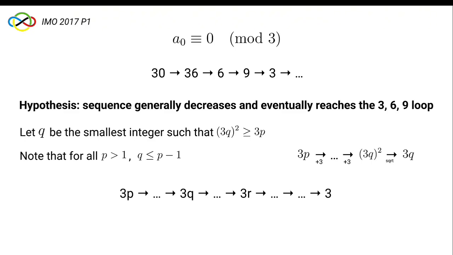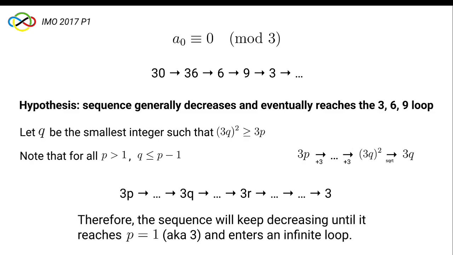So following this logic, we can go from 3p to 3q, which decreases, and then we can treat 3q as a new 3p. So it goes on another journey, another sequence of operations again, until it reaches 3r, which is smaller than 3q, and so on and so forth, until we eventually reach 3, which we already know is in the 369 loop. So this will eventually reach the 369 loop. So whenever we start with a0 congruent to 0 mod 3, it will keep decreasing until it reaches 369, and then that's an infinite loop. So we've proven that for a0 congruent to 0 mod 3, it satisfies the problem's conditions, because we want an infinite loop.